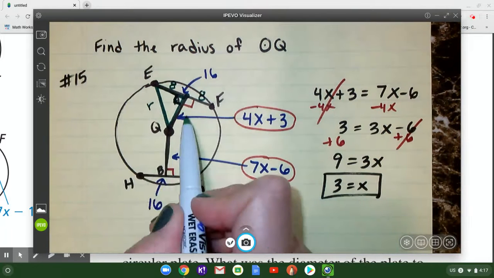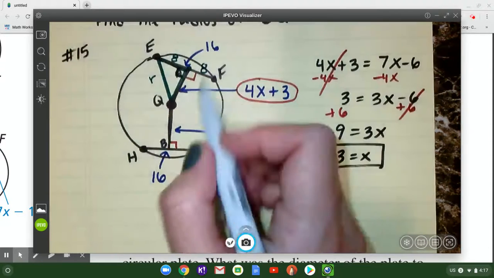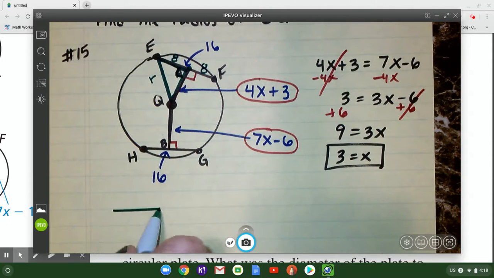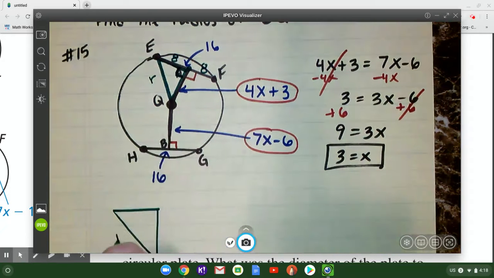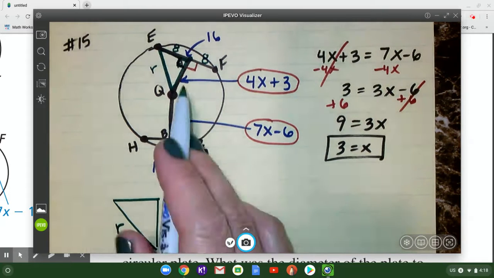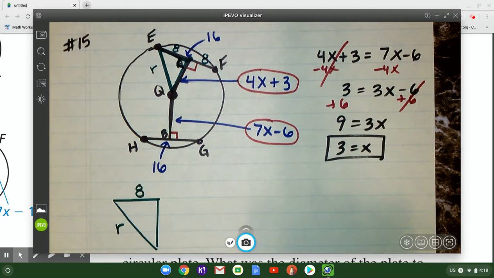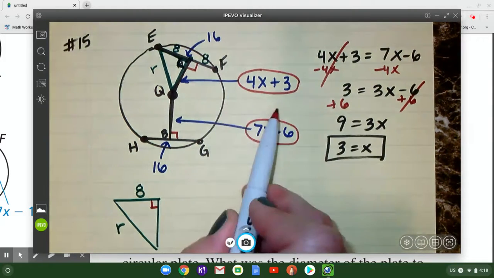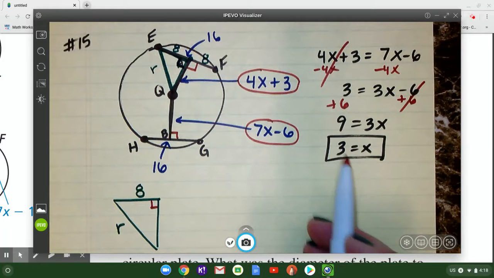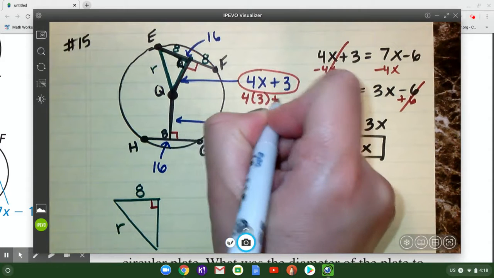So this is 8. I'm going to go ahead and just redraw this triangle down here. So what I have is this right triangle, just to make it easier on myself, where this is the radius, right? I'm just copying this down here. This is 8. This is 90 degrees right here. And this length right here is 4x plus 3, but we know x is 3. So I'm going to replace it right here. So it's 4 times 3 plus 3.